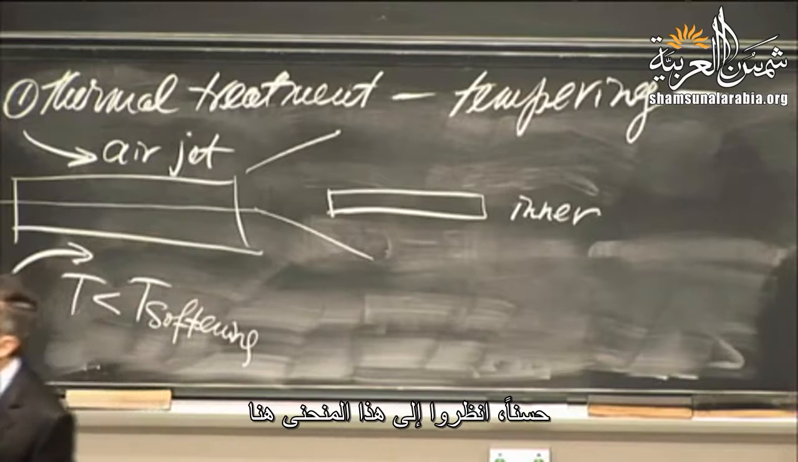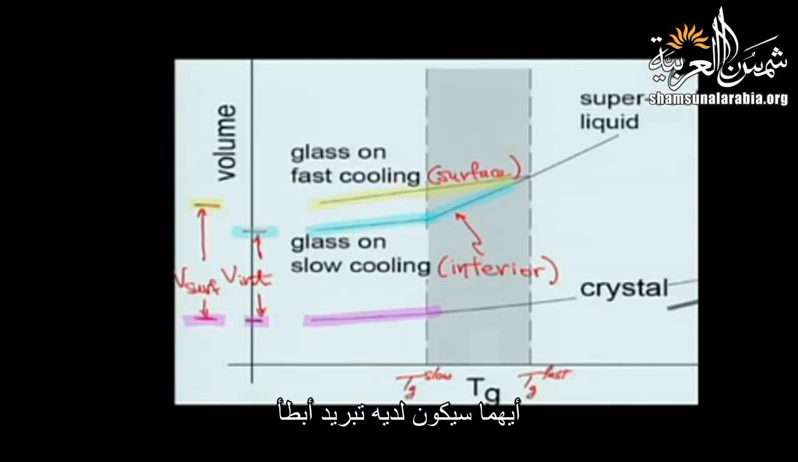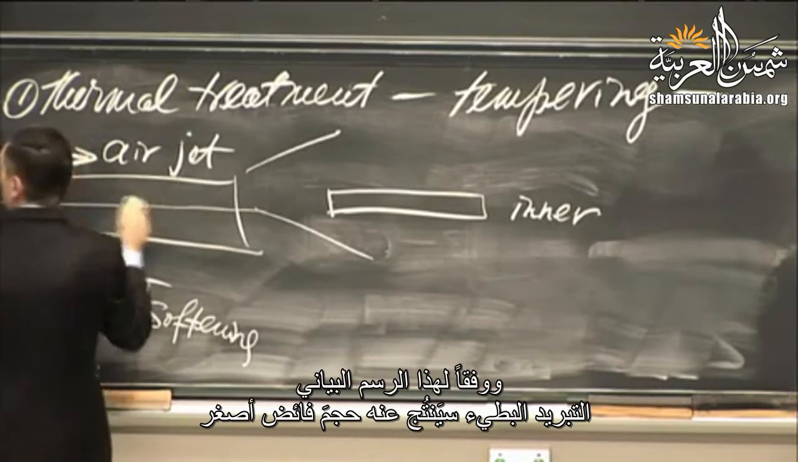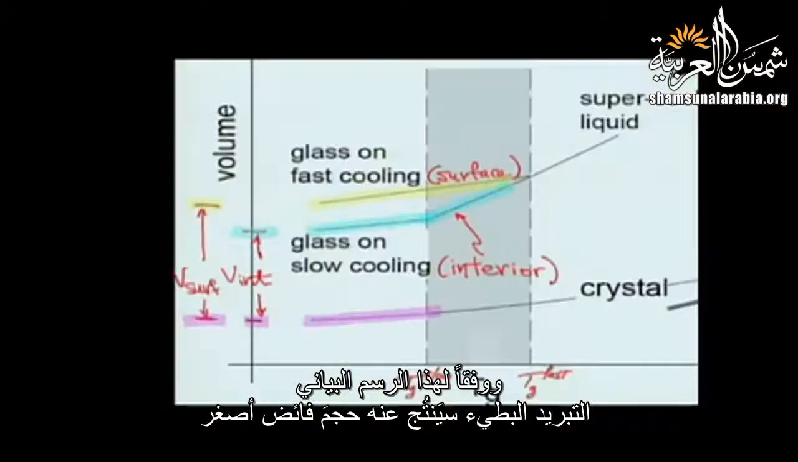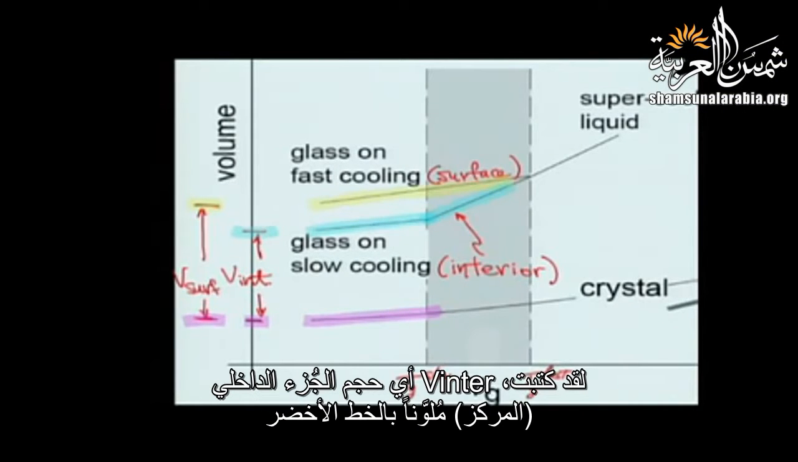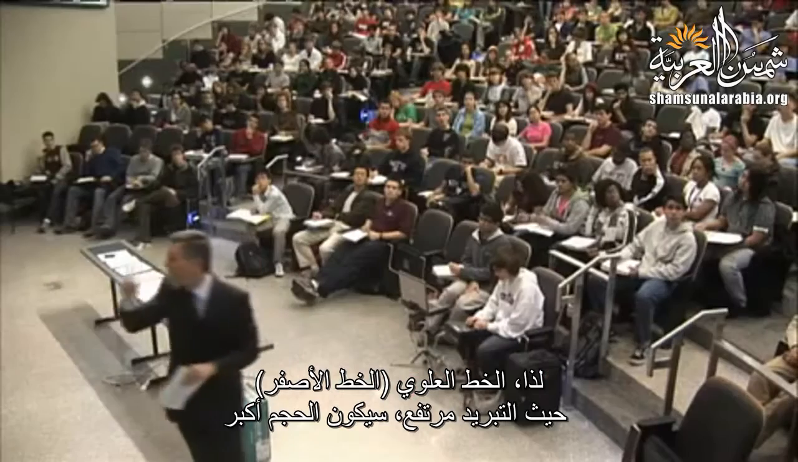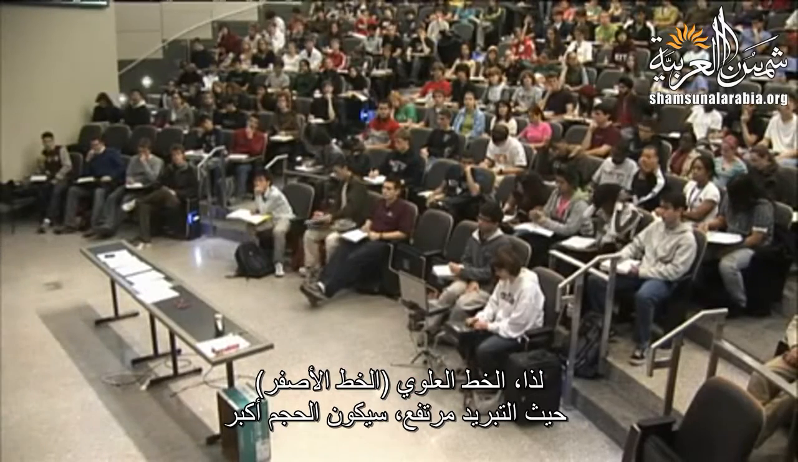Well, take a look at this curve here. Which is going to have slower cooling, in the center or near the free surface? The slower cooling is in the center. And according to this graph, the slow cooling has a smaller residual volume. I've written V interior. That's the green line, right? And then the upper one's a yellow line, right? So the upper one, where it's high cooling, is going to have a higher volume.